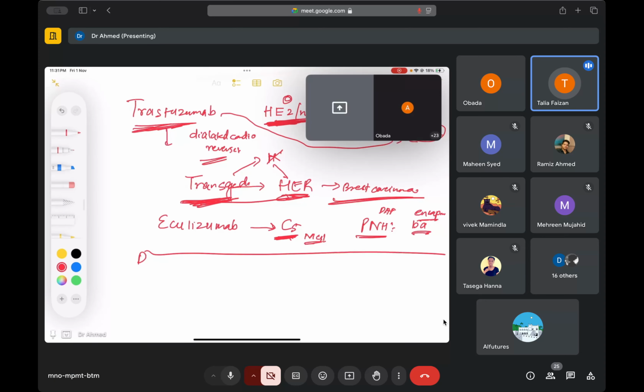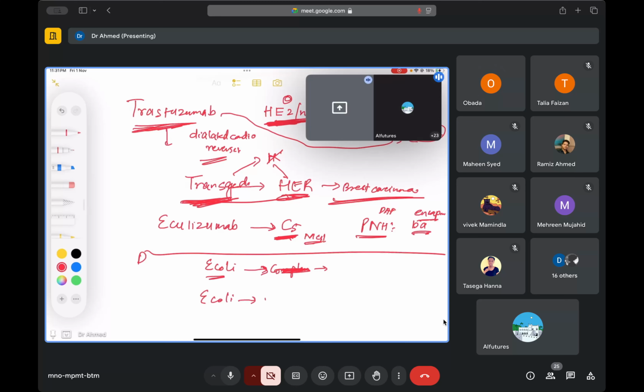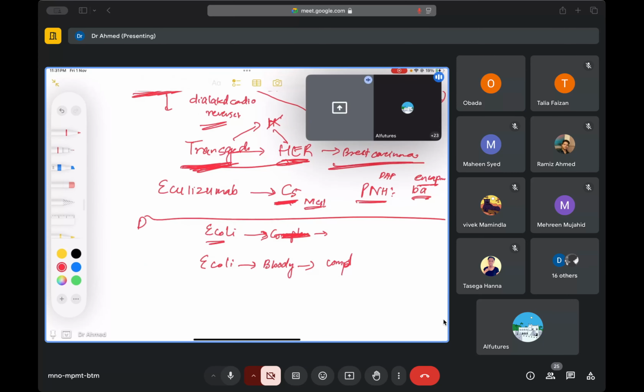So we can say E. coli is a bacteria, so we can say E. coli is related to encapsulated bacteria. E. coli is destroyed by your complement, you can say. Yes, that resembles it. So E. coli, eculizumab. Let's make another mnemonic. E. coli sometimes causes bloody diarrhea, right? And your complement system basically destroys your E. coli. Simply, you can think of it like that.